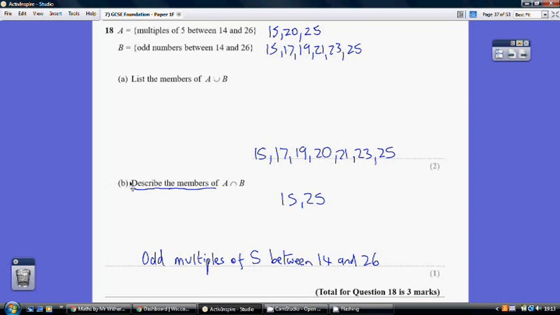Now part B, describe the members of A intersection B. Well, A intersection B means you're in both A and in B. So that's the 15 and the 25. They're the only 2 numbers that are in both lists. Now we've got to describe what these are. Well, these are the odd multiples of 5 between 14 and 26. So we're just combining these 2 definitions.